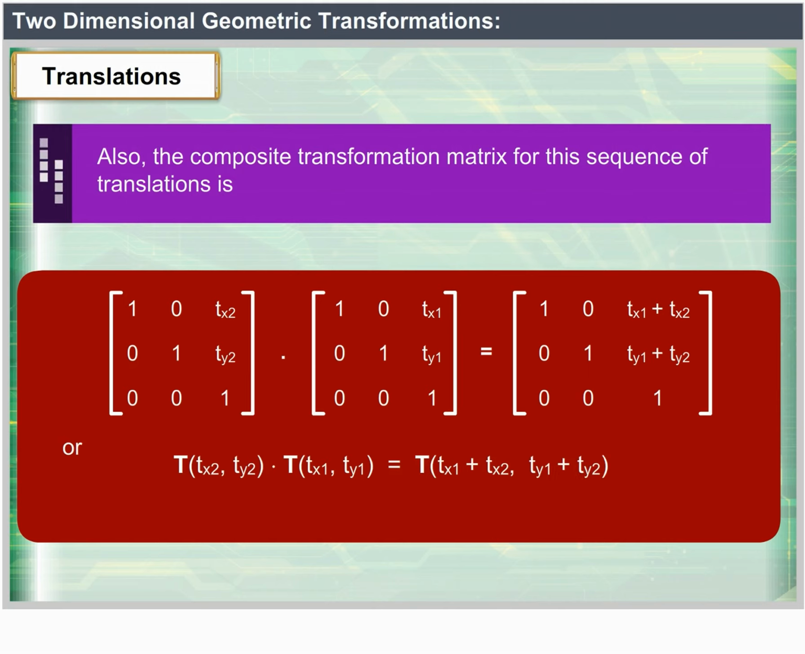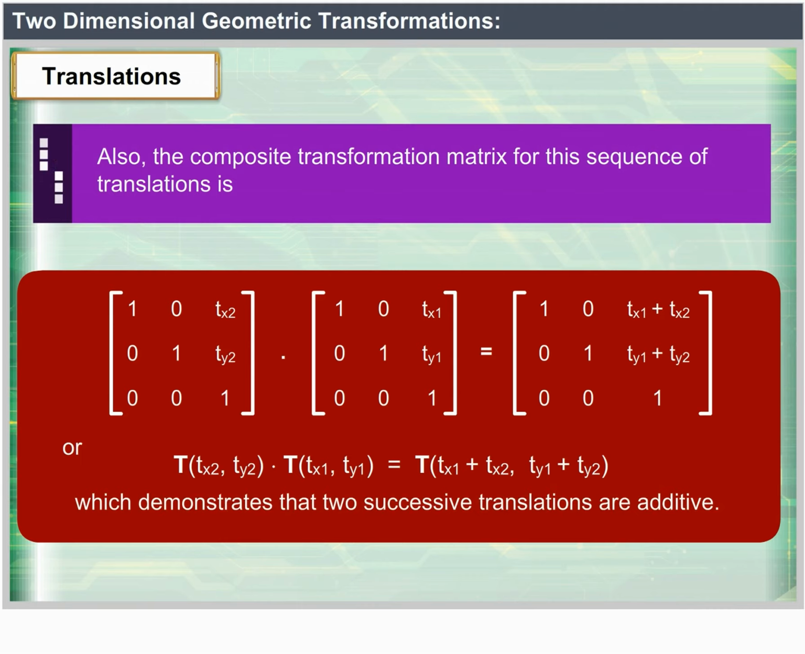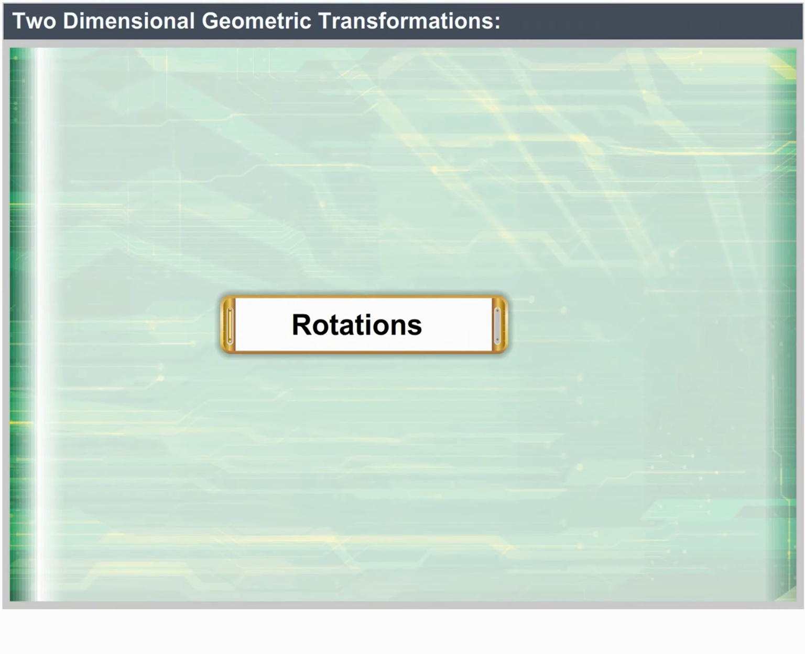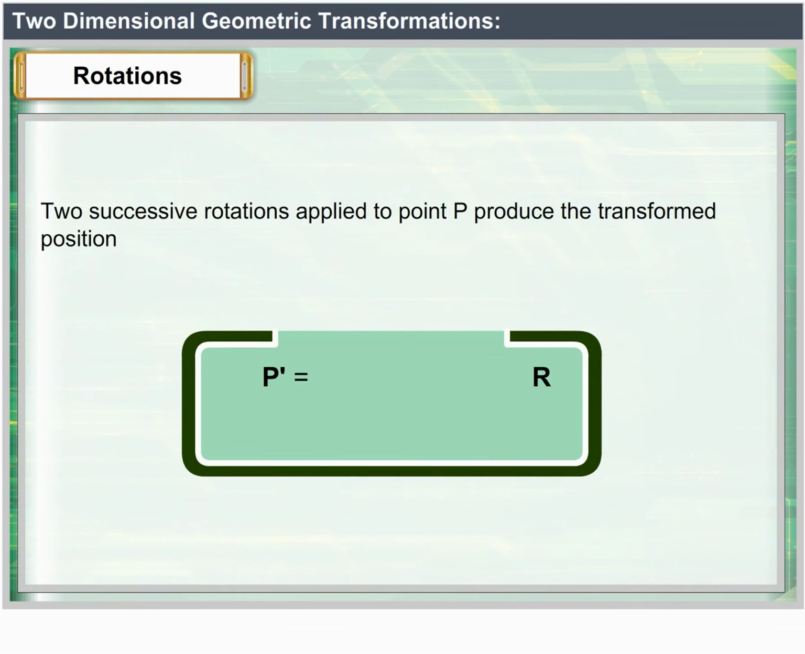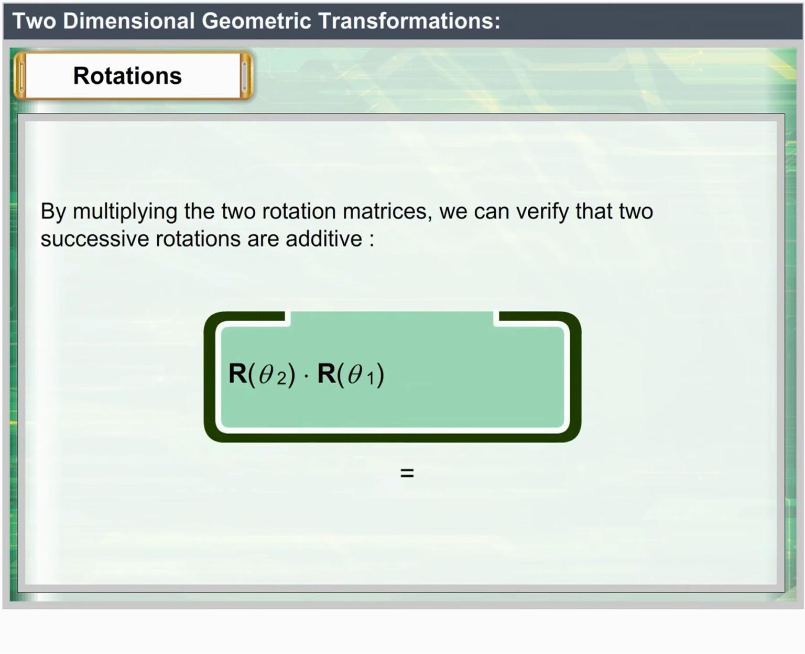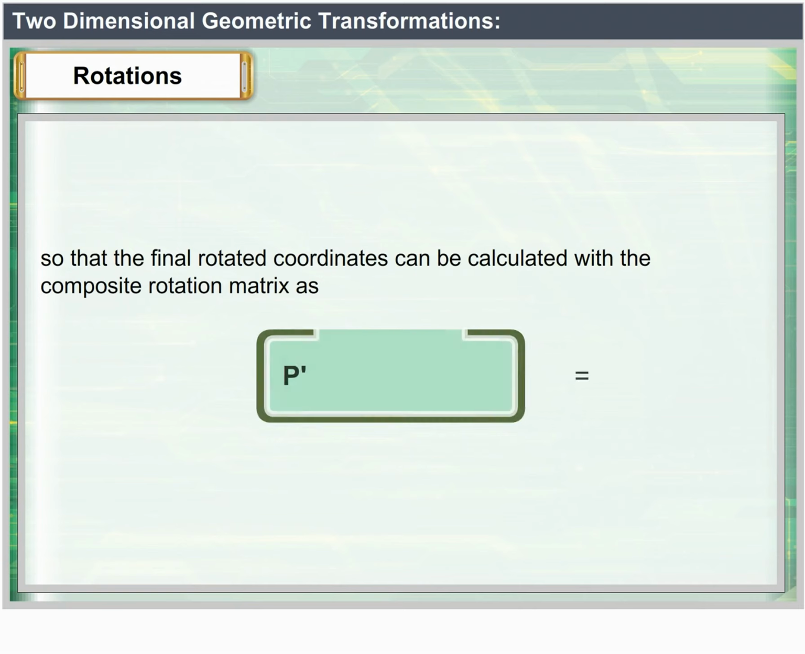Rotations. Two successive rotations applied to point P produce a transformed position P' equals R(theta2) times R(theta1) times P, which equals [R(theta2) times R(theta1)] times P. By multiplying the two rotation matrices, we can verify that the two successive rotations are additive: R(theta2) times R(theta1) equals R(theta1 plus theta2). So the final rotated coordinates can be calculated with the composite rotation matrix as P' equals R(theta1 plus theta2) times P.